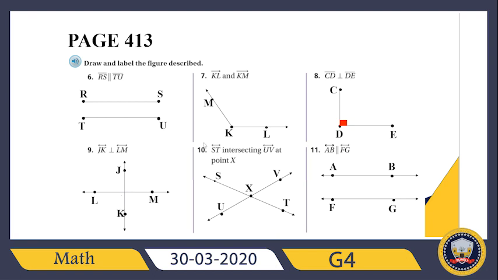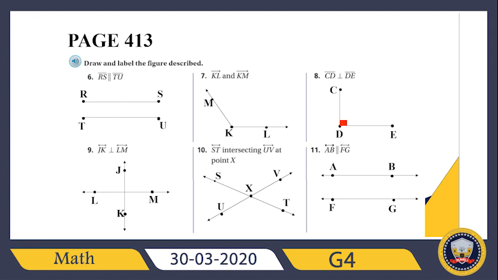Good. What about question 10? What is it? Which shape? A line. Good. Line ST intersecting line UV at point X. This time it's intersecting, not perpendicular. I know intersecting lines intersect at a point. So if I draw line ST like this, I need to draw line UV like this, and I know there is an intersecting point which is called point X.